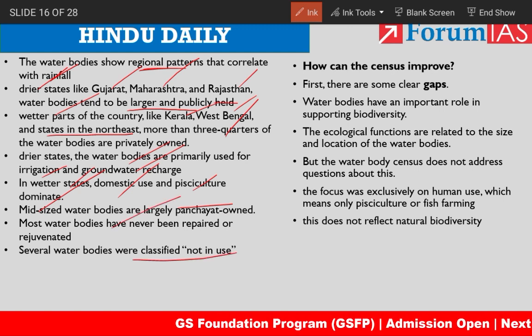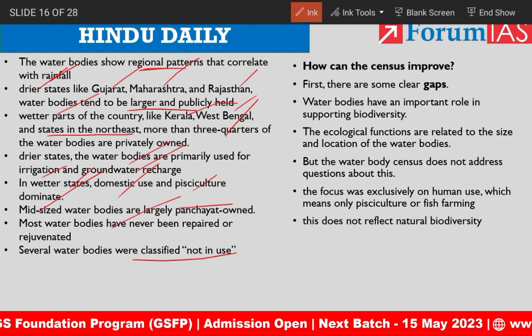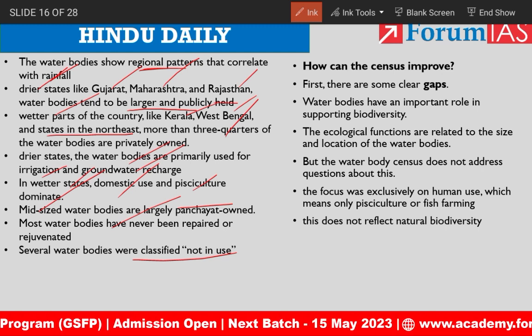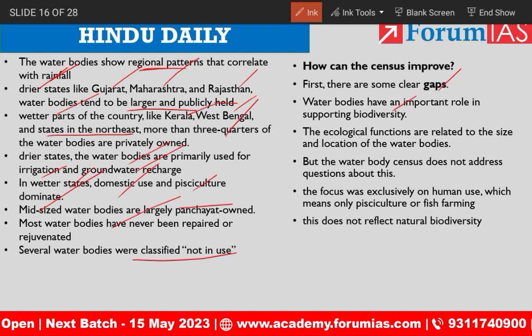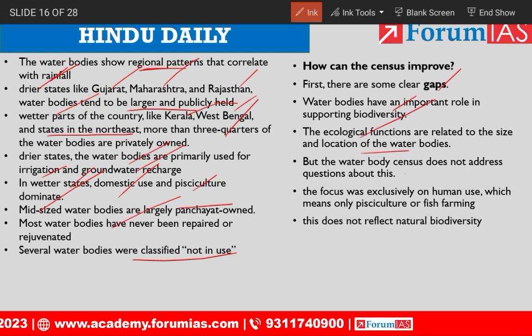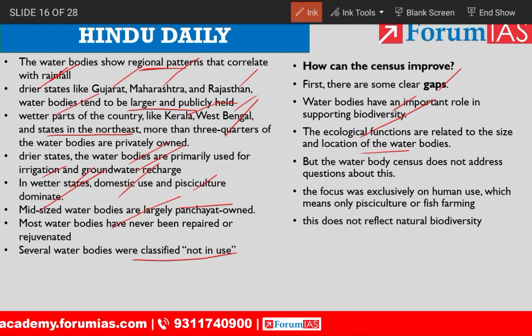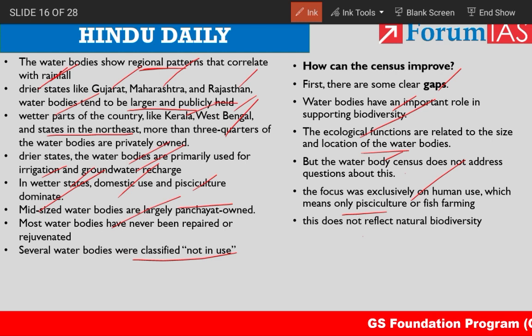So finally, the author is saying, see, the census is a good thing, but how can we improve it? First, he's saying there are certain gaps. Water bodies have an important role in supporting biodiversity. Their ecological functions are there, and they are all related to the size, their location, and other water bodies that are there in the region. But this water body census is not talking about their ecological role, their environmental role. Rather, it is only focusing on human use. That is how this water body can be used for pisciculture and things like that. They are not talking about how these water bodies are important for natural biodiversity.